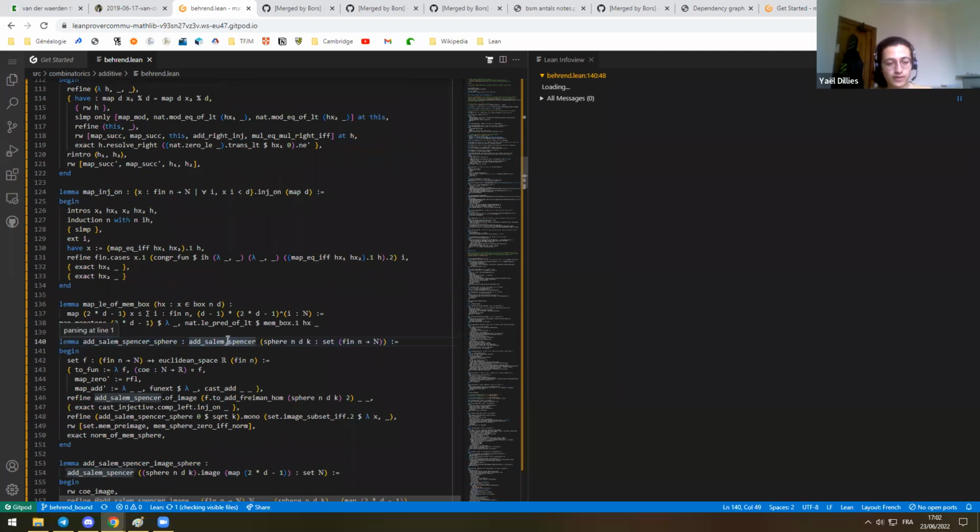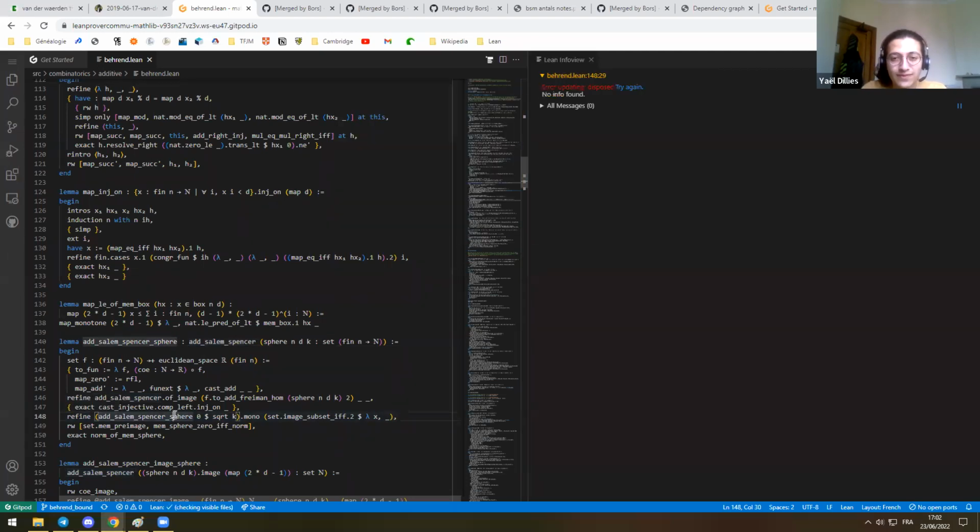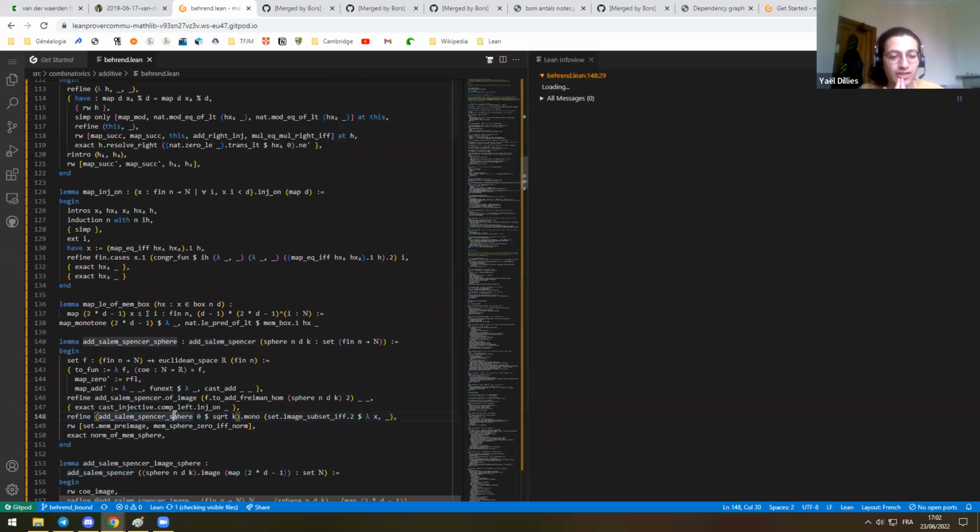And so this is the interesting bit of the proof, because to do this you use this why is it not loading? What a shame. Okay.